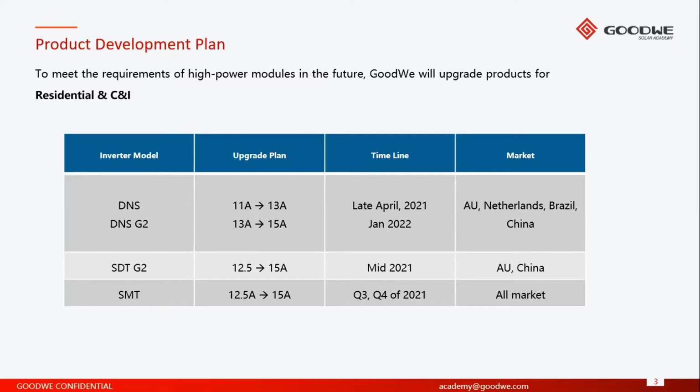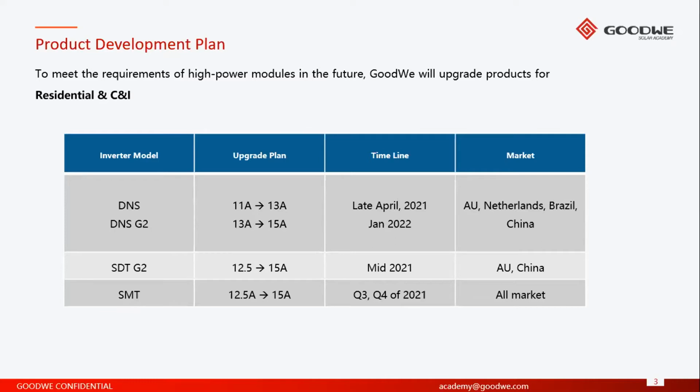We think that 13 amps will probably be able to handle 95% of the panels or wafers within the next 12 months. But because the current model didn't have the design to accommodate 15 amps, we're currently developing a new generation, which we're calling the DNS2, and that will have a 15 amp current input. That one will release in January 2022, but at the moment we're in the transition phase and we will be able to move to 13 amps within the next month or two.